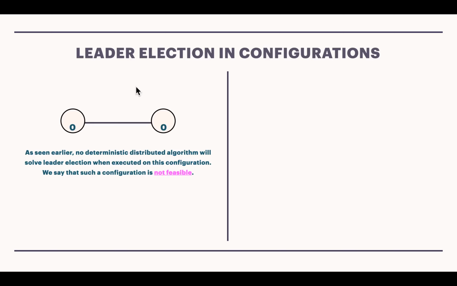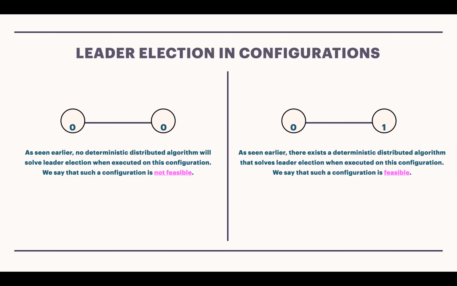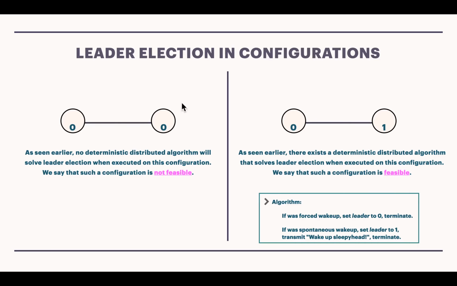On the other hand, in configurations like this, leader election is solvable. So if we have a configuration in which there does exist a deterministic distributed algorithm for leader election, we're going to call that kind of configuration feasible. And just as a review, this was the algorithm we saw earlier for how we can solve leader election.